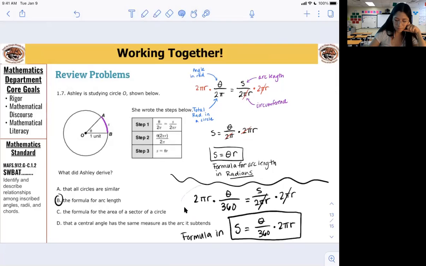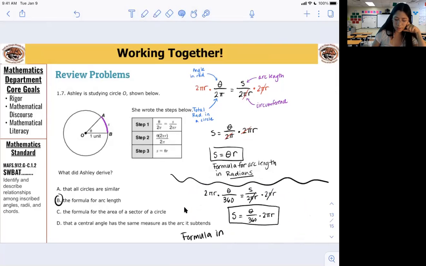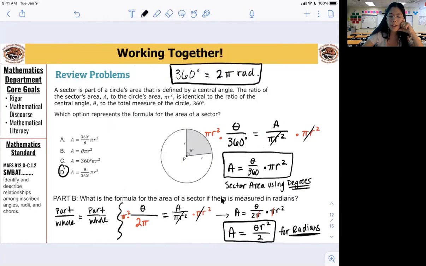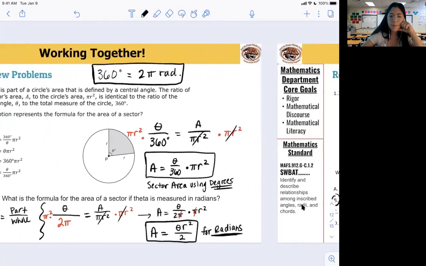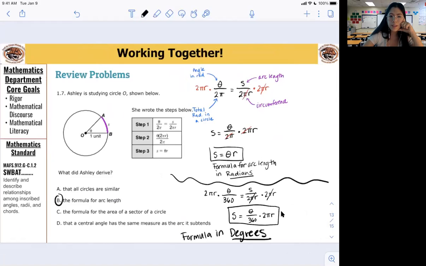So I'm out of room. It's something that you definitely just want to write down in your notebook, okay? The formula in radians and the formula in degrees. And this is for arc length. And then on the previous page, I had it for area. So be familiar with this because you might see it come up on your test as well. I'll give everybody about 30 seconds to write it down. And if anyone wants me to go back to the previous page, I can do so as well.